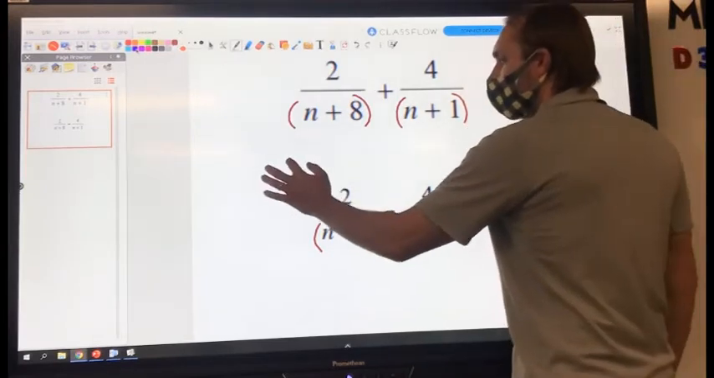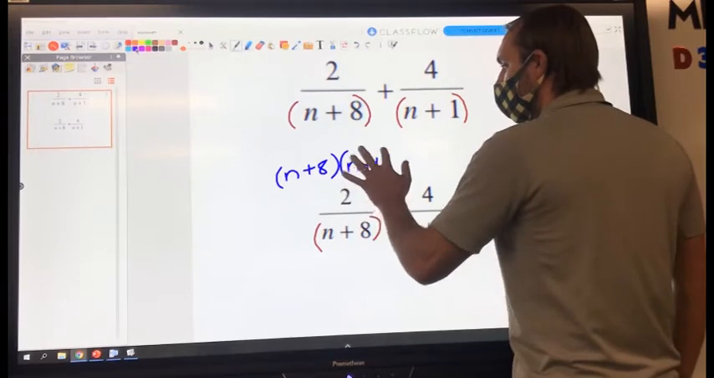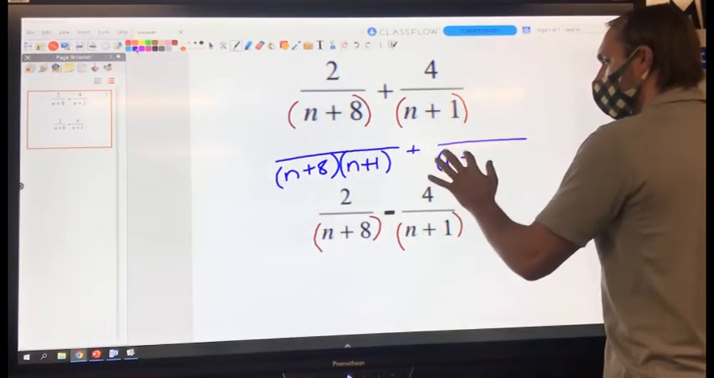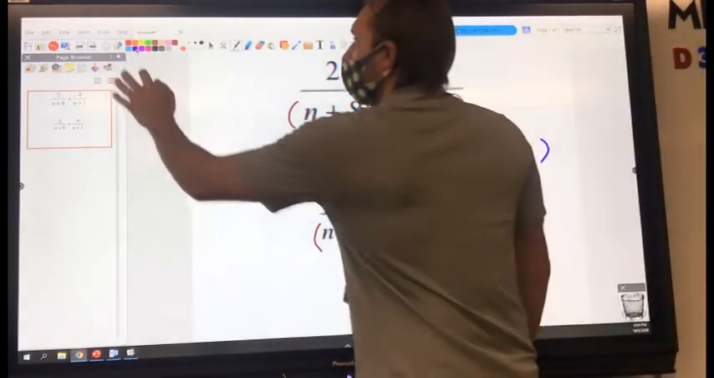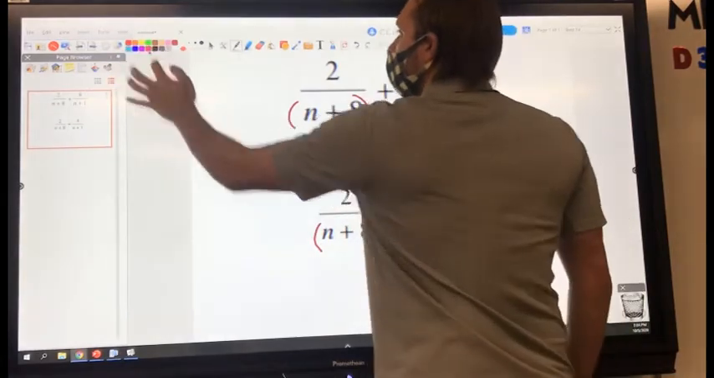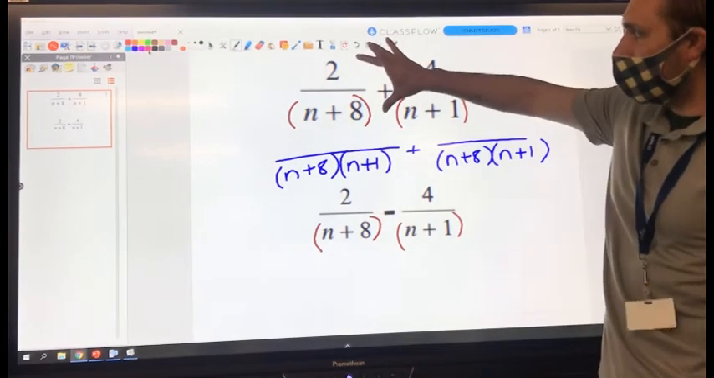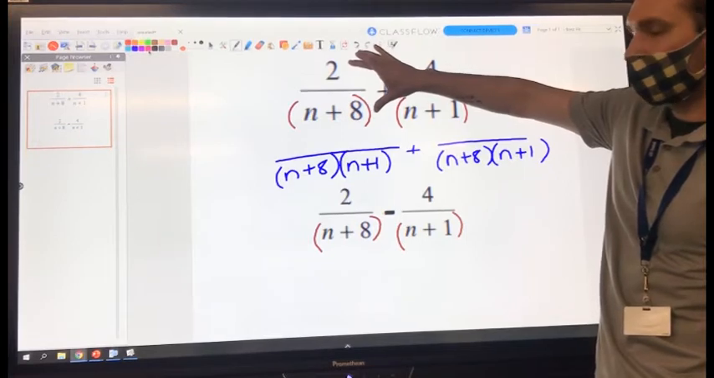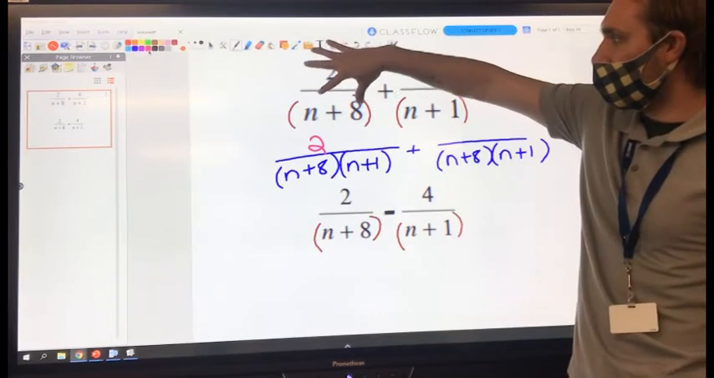So my LCD is n plus 8 times n plus 1. That's what both of these fractions are going to have as the denominator. How do I get here from this fraction, 2 over n plus 8? It's going to be a 2 where I have my n plus 8.